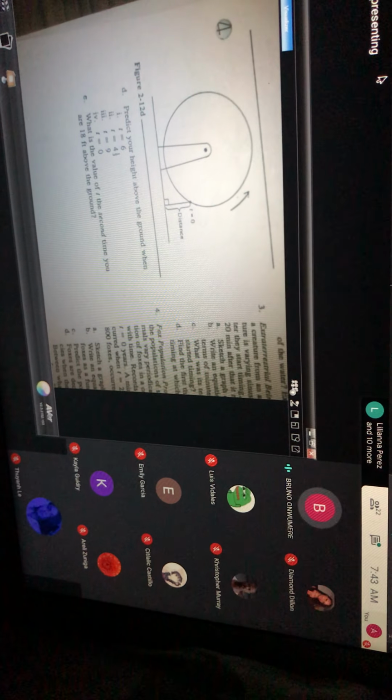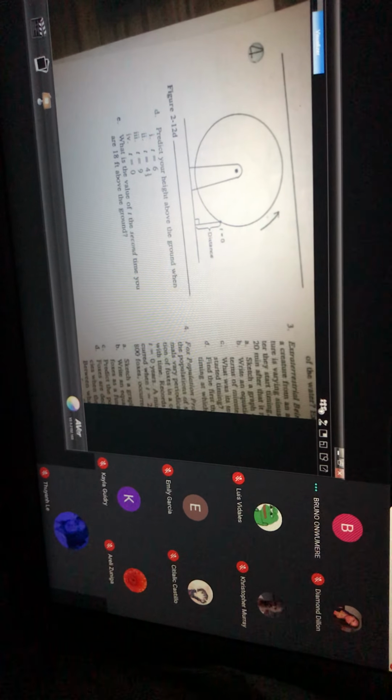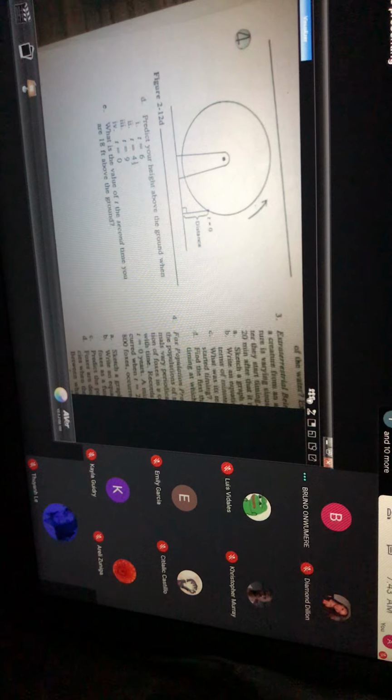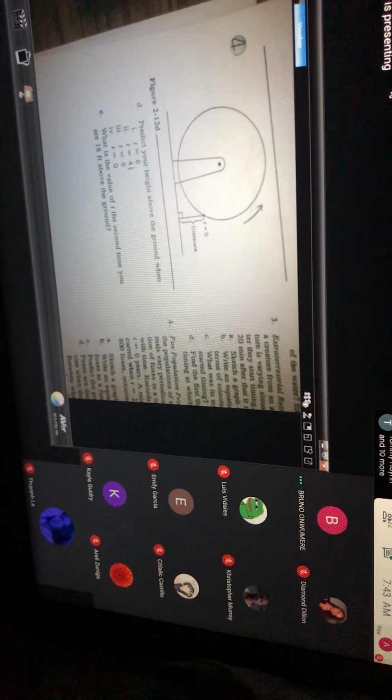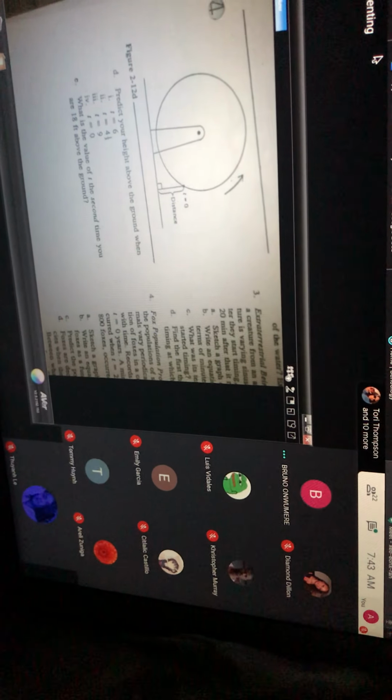I'm going to start doing this problem from beginning to the end. Are you ready? Is everybody ready? Yes.